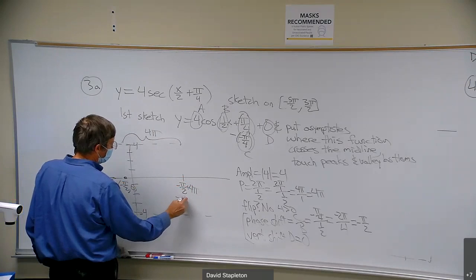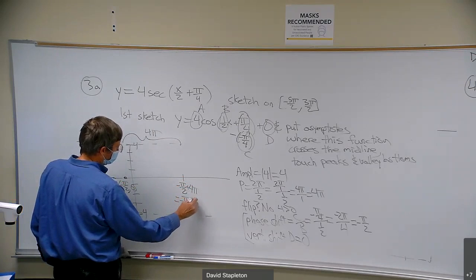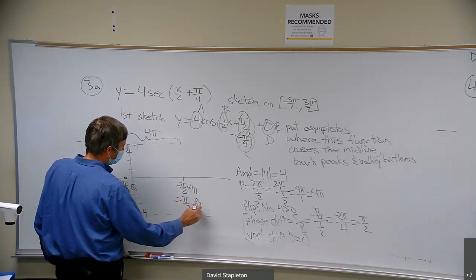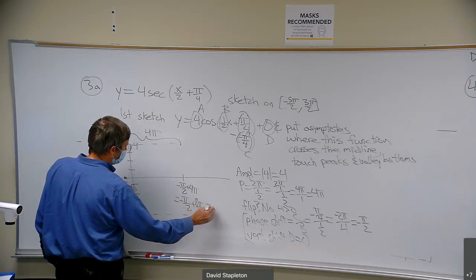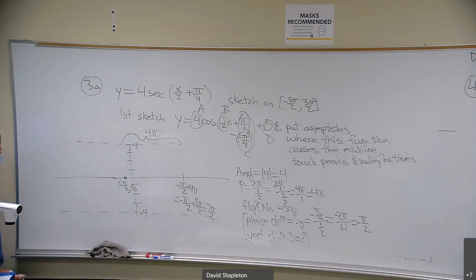Well, let's see, to add these, you have to do quotients. Minus pi over 2, put them over a common denominator. This is 8 pi over 2. And apparently this point is 7 pi over 2. That's 1 period later.